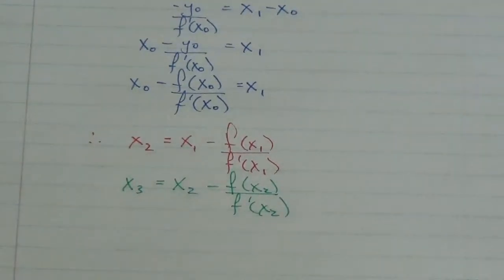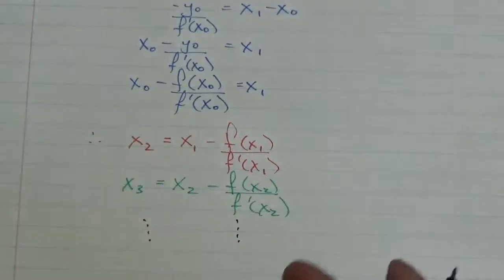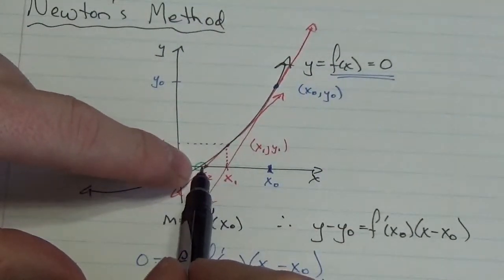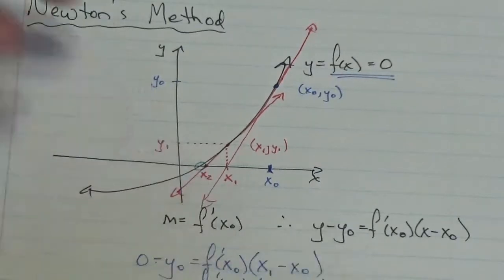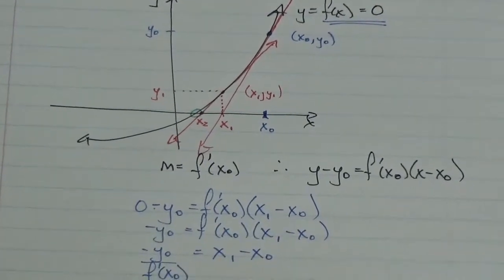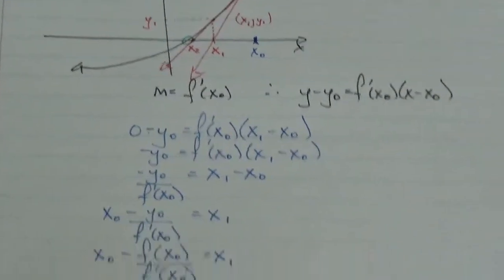And I can keep doing this, okay? I can keep doing this until that point right there gets so close to that point of intersection, or that root there, that I've either got the exact answer or an approximation that's so precise that it's good enough for whatever my purposes are. It works.